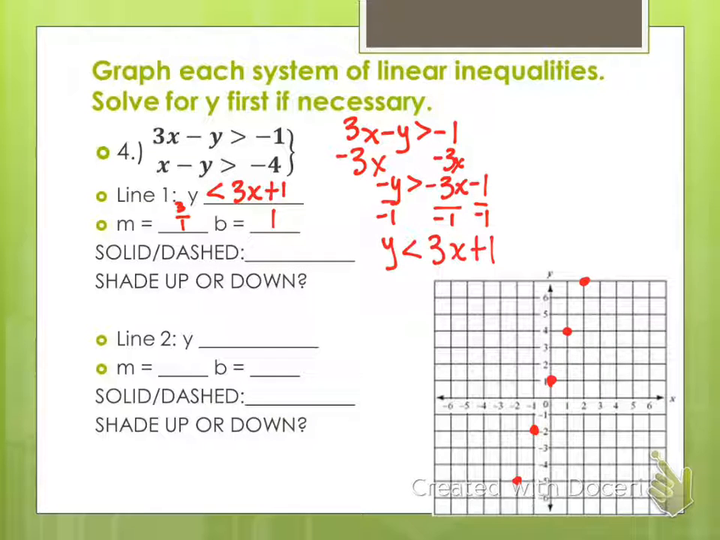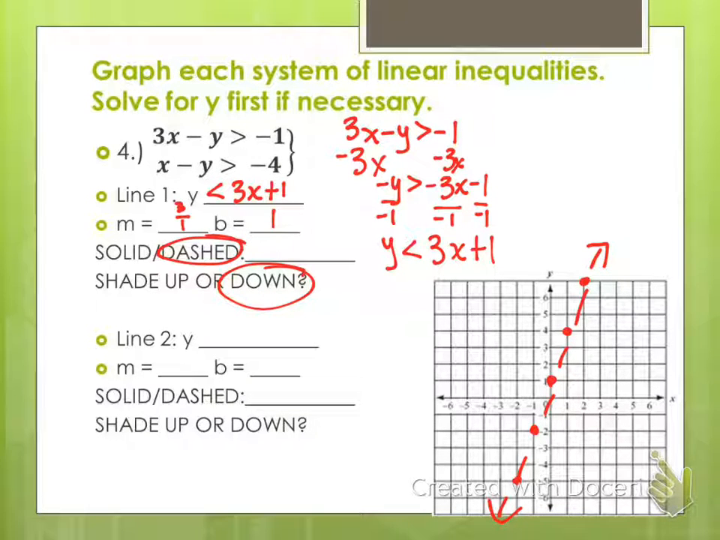We need to decide if the line through those points is solid or dashed. Natalie, what do you think? Dash. A dashed line should go through those points. We do not have the equal to bar on our inequality symbol, so it's dashed. Deja, should we shade up or down? We should shade down. The inequality symbol when y is alone is a less than sign.